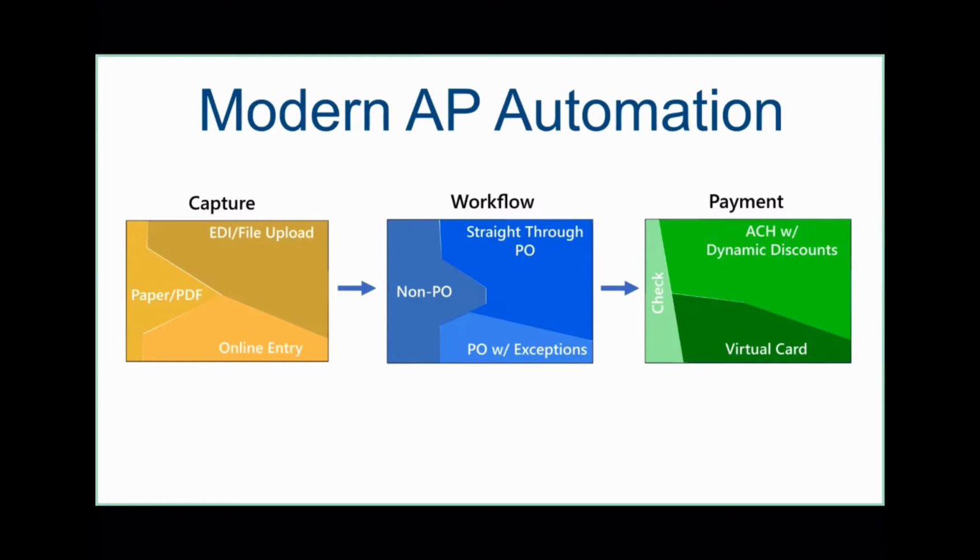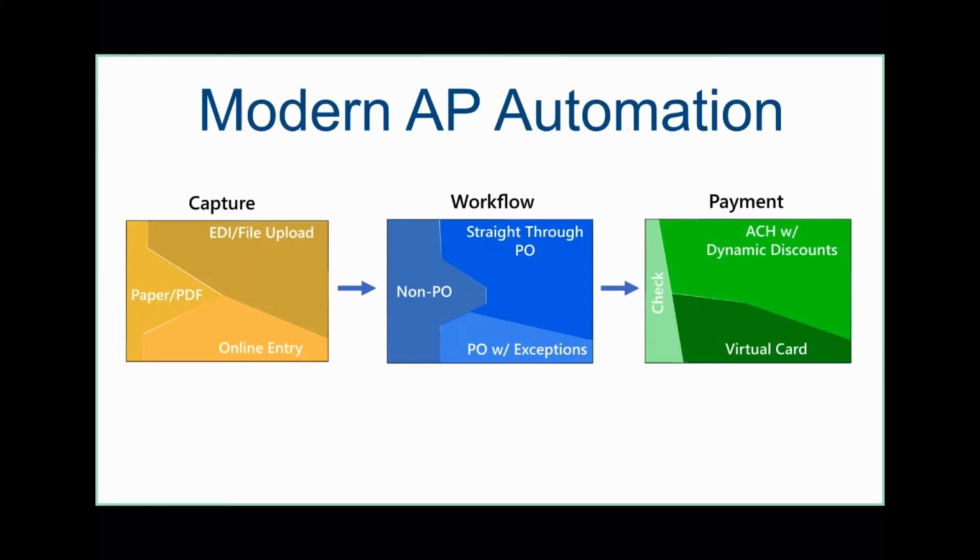On the workflow side, advanced AP automation requires that we can match to POs, with a high percentage of those coming through as straight through touchless PO matched invoices. Of course, we're going to have non-PO invoices come in, and those need to be workflowed for approval as they go through the organization. And of course, there are exceptions that need to reach the right people within your organization in a timely fashion and be easy for them to resolve those exceptions.